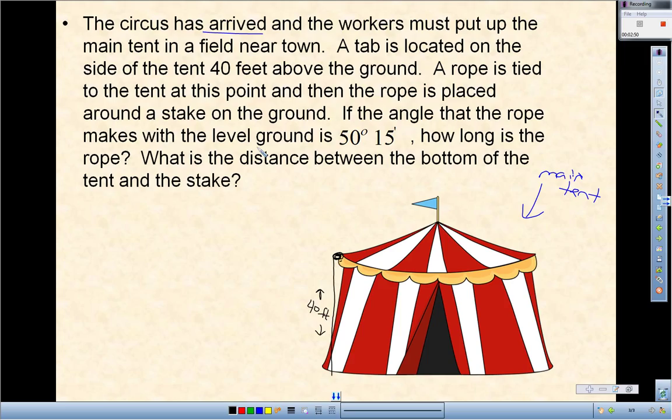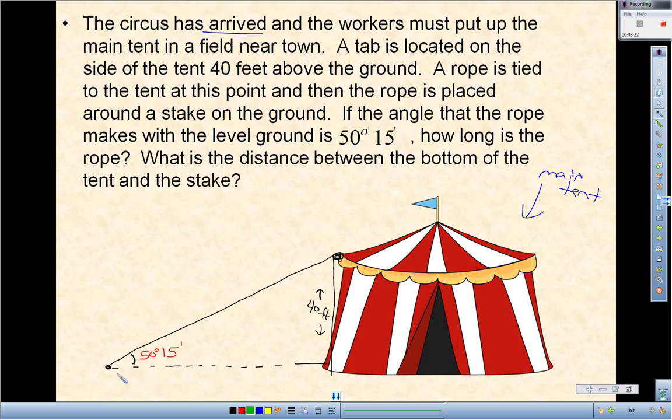Okay, it says a rope is tied to the tent at this point, and then the rope is placed around a stake on the ground. So there's some sort of stake on the ground. It's not a ribeye steak, it's just a stake, a metal stake or a pole. And it says if the angle that the rope makes with the level ground, so the angle that the stake makes, there's the stake, with the level ground is 50 degrees and 15 minutes, how long is the rope?